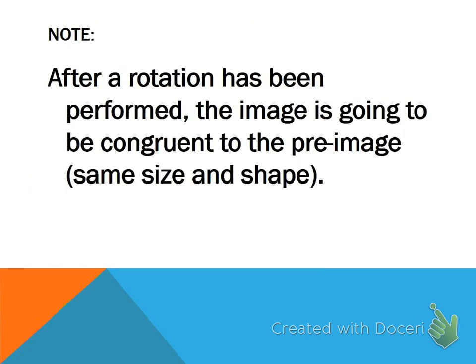Okay. On we go. After a rotation has been performed, the image is going to be congruent to the pre-image. Same size and shape. So far, that's been true with all the transformations we've done. If you translate, if you reflect, if you rotate, your pre-image and image are going to be congruent. That changes tomorrow. Tomorrow when we talk about dilations, we will not have congruent figures, but for now, we will. Okay?